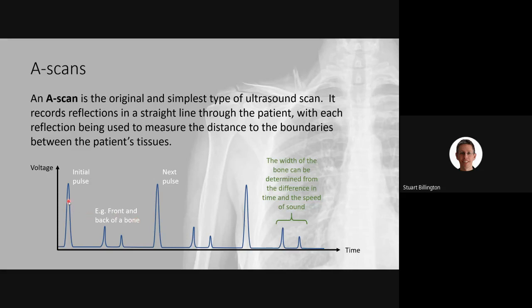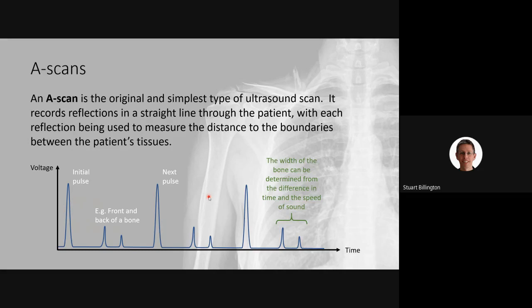So we might send the pulse in. So the pulse goes in and it bounces off something and then it reflects back and then the reflection gets to us. And so we need to halve this time, remember, because it's there and back. But then we can multiply the time by the speed of sound, and that'll tell us how deep inside the patient from the probe the first reflection was, and then how deep inside the patient the second reflection was. And so this might be the front edge of a bone, this might be the back edge of a bone, and that might be the width of the bone. Okay, A scans are relatively simple.